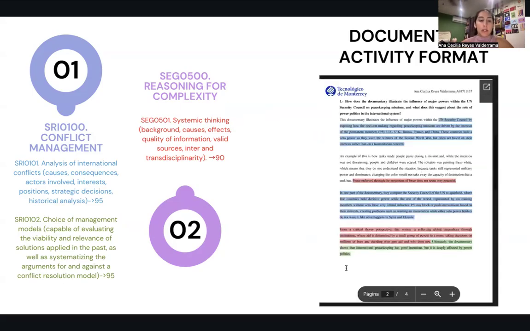For example, first with the causes, consequences, and actors involved, I tried to put here all the actors involved, like the UN Security Council, the P5, that are the US, UK, Russia, France, and China, how they take strategic decisions, and how that makes the world or certain countries more powerful over others. And for example, I put here some examples, even.